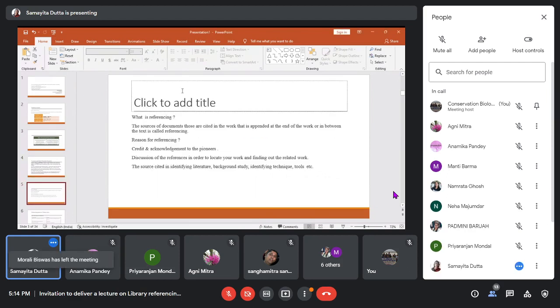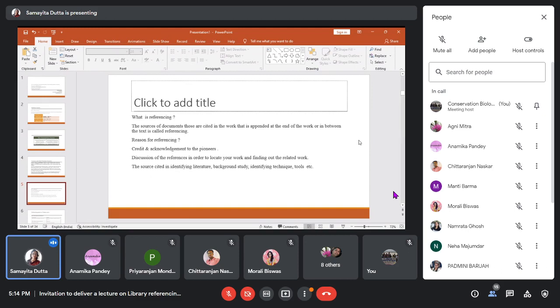So after that, I come to the point of how you can do referencing or citation pattern. Referencing of documents is a very crucial and important thing in your writing, whether you write an article, a research paper, a thesis or a dissertation. You should append the list of references or citations that you have done.